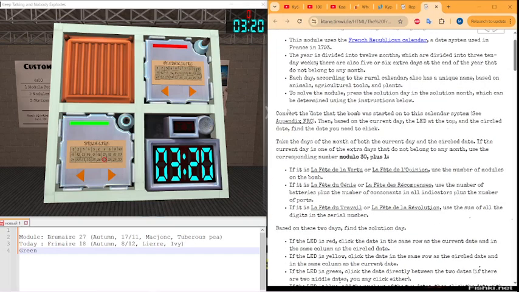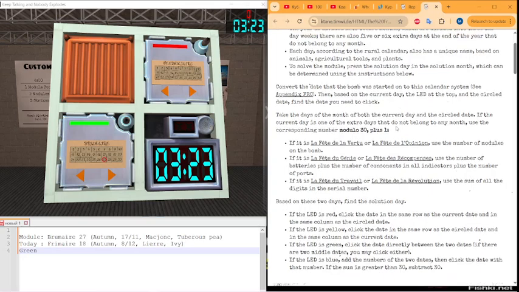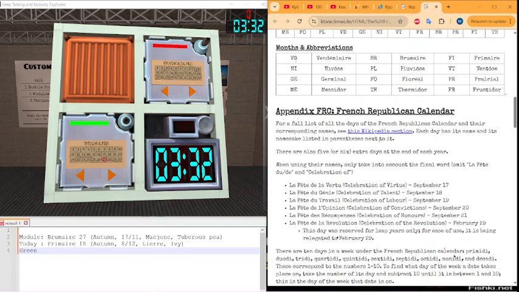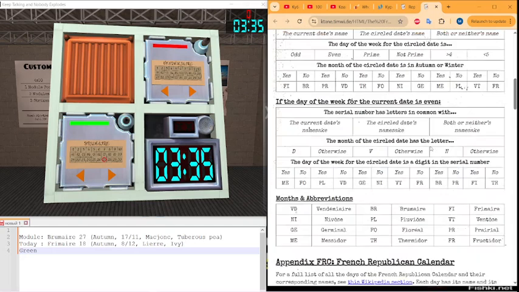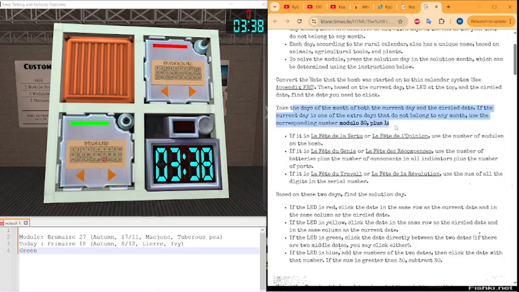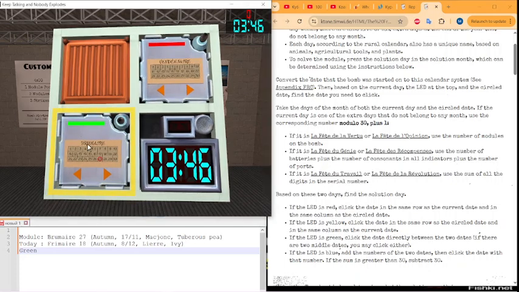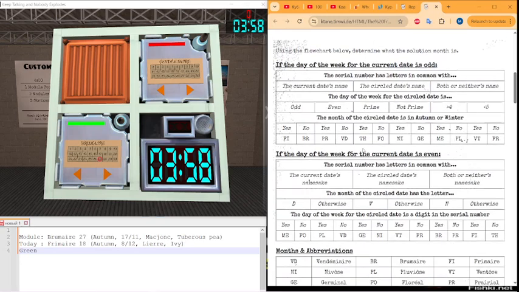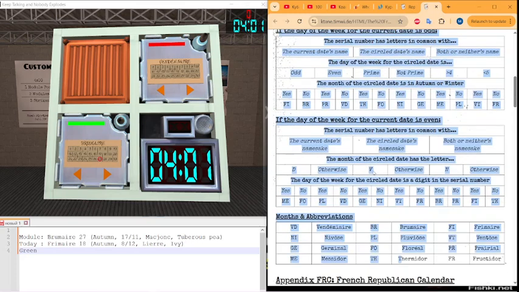So we converted all those things. In case the current day is one of the days from the extra month, which would be one of these days, we would follow these steps to calculate its number instead. So what we actually need to do is find the solution date, and to do so we need to first use these rules to determine the solution day, and this table to determine the solution month.